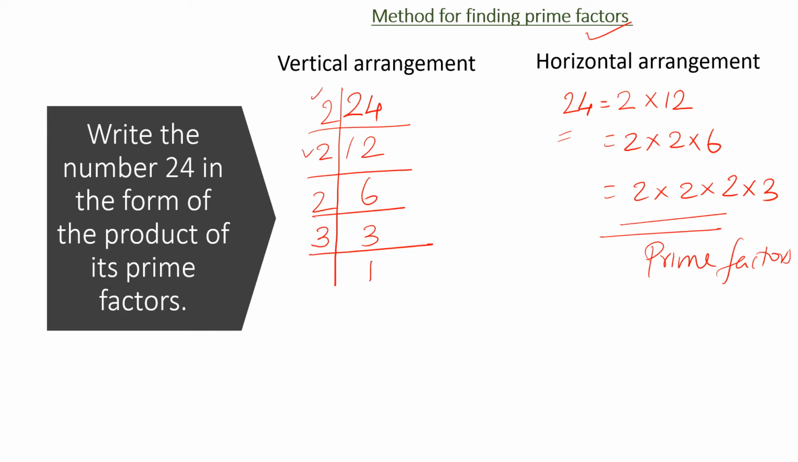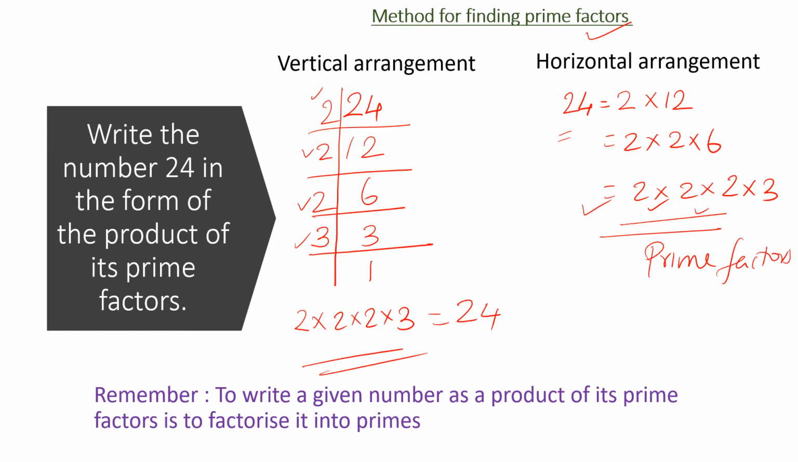If you look here, it is the same as this. This way of arranging it is called 2 into 2 into 2 into 3, which is equal to 24. Sorry, not 12, which is equal to 24. The same way here. This method is called vertical arrangement for finding out the prime factors of a composite number, of a number simply.